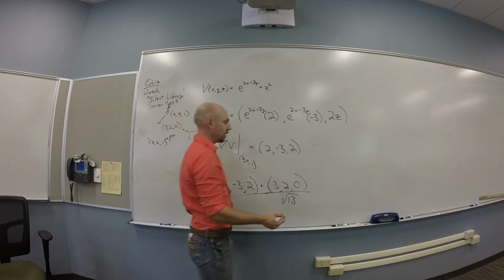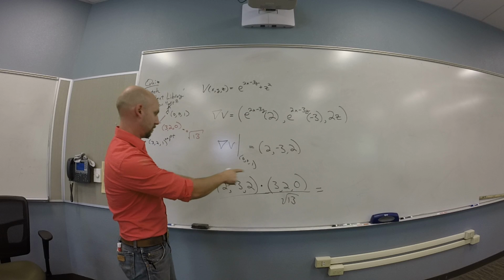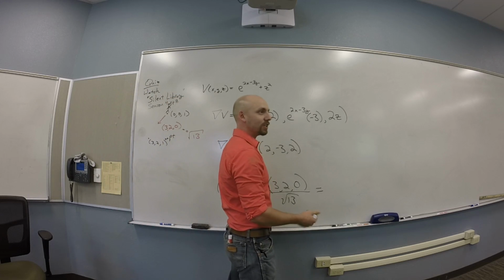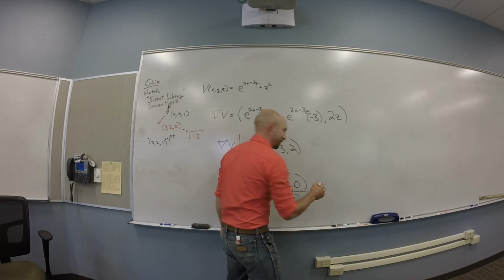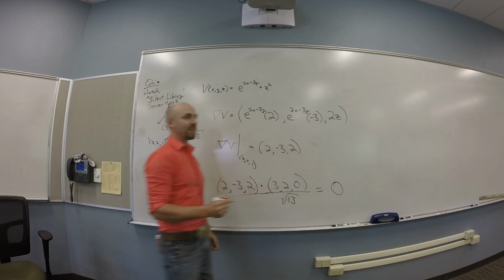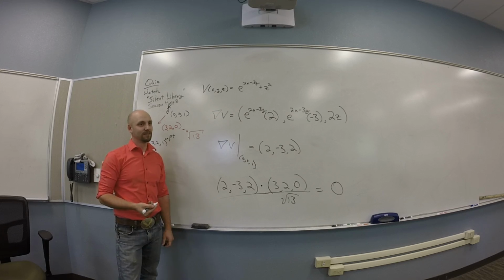You guys cool? So when you do this, you get what? 6 minus 6 plus 0. Oh, great. So I don't have to divide by the square root of 13 at all, right? Because I got 0 on the top. Perfect. Nothing split square root of 13 ways is still nothing. You guys cool with that?